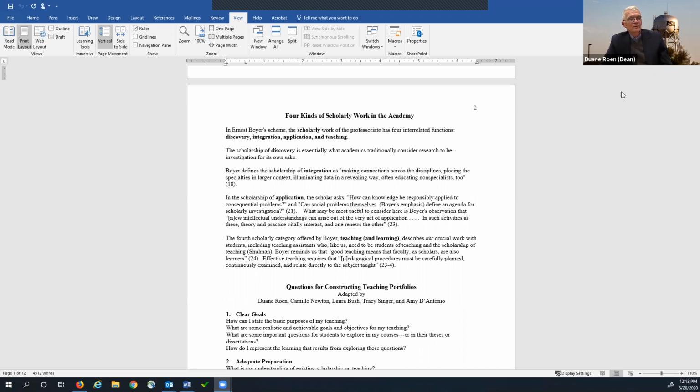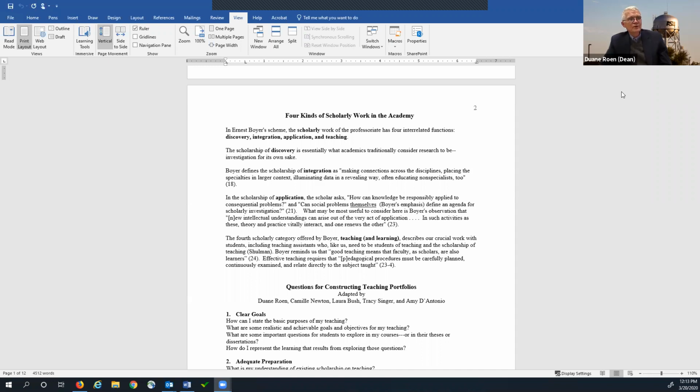And then the scholarship of application is, how can I take what I've learned? How can we take what we've learned and apply it to solve real world problems? So for example, former Provost Rob Page is a biologist who studies honeybee DNA. And so he uses the incredible research that he's done to help address the problem of honeybee population declines worldwide.